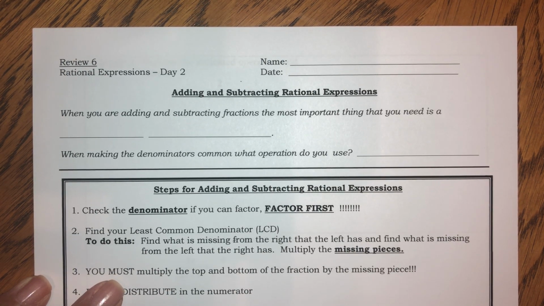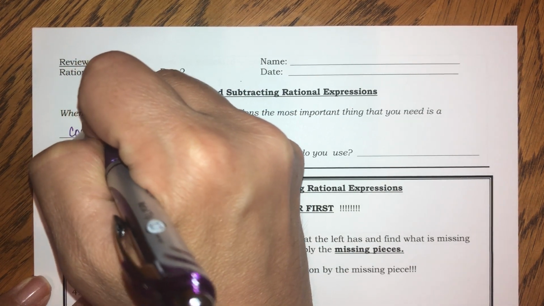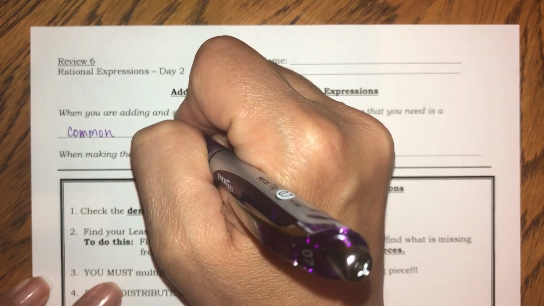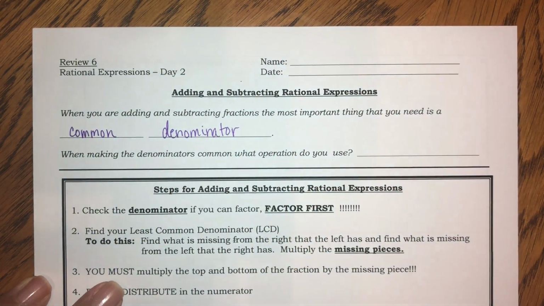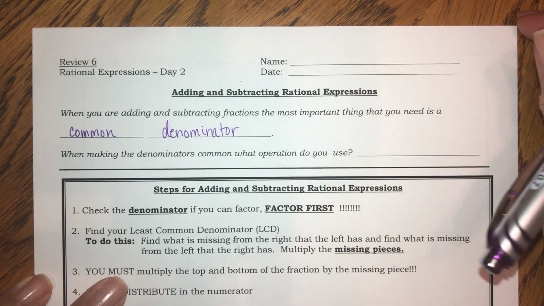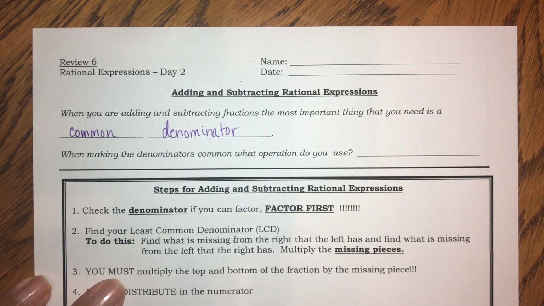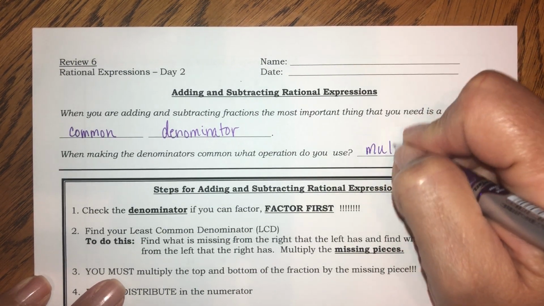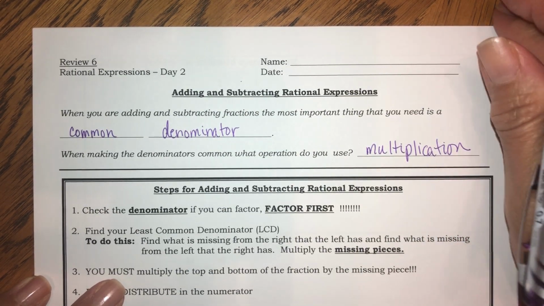So here's the deal. You may remember this back from when you first learned how to deal with fractions when you were really young, in middle school at some point. If you are going to add or subtract fractions, the most important thing that you need is a common denominator. You cannot do anything unless the denominators match. So one of the biggest things that we'll go over today is making sure you get that common denominator before you do anything else. When you are making the denominators common, what operation do you use? You're always going to use multiplication to get to that common denominator.